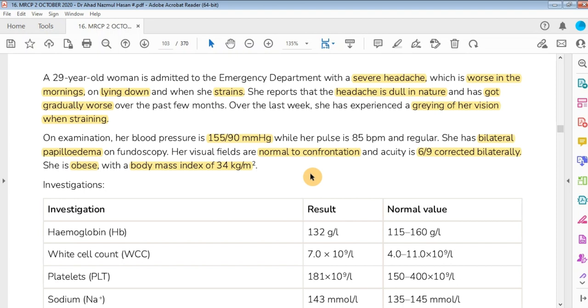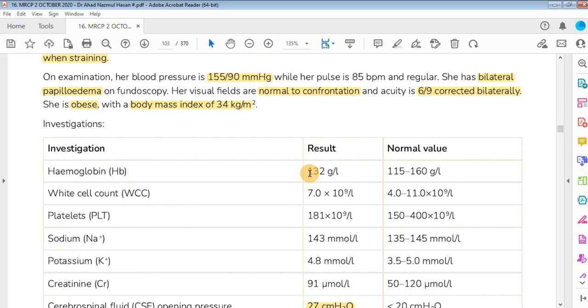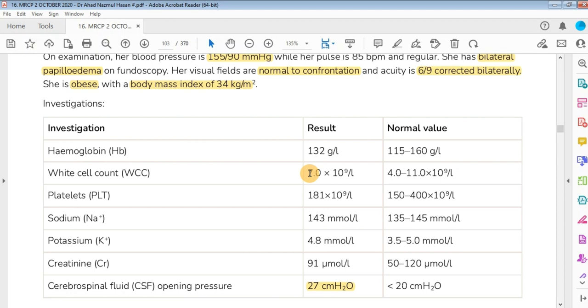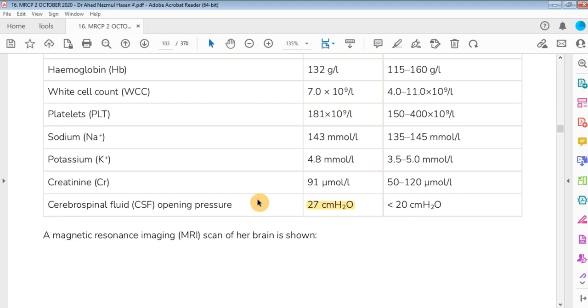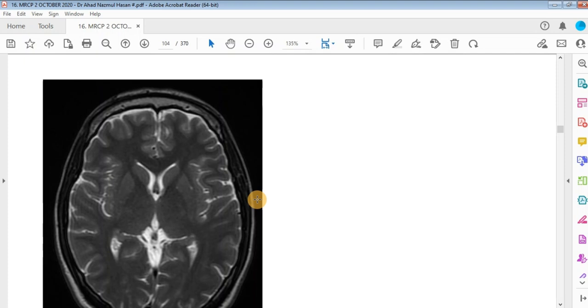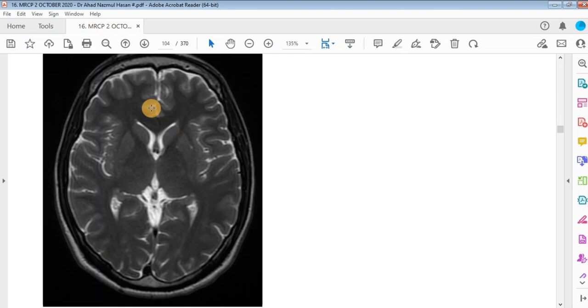Her visual fields are normal on confrontation and acuity is 6 by 9 corrected bilaterally. She is obese with a BMI of 34. Everything is normal. The CSF opening pressure is 27, which is raised. The MRI of her brain is as shown. So MRI of the brain is almost looking normal here.